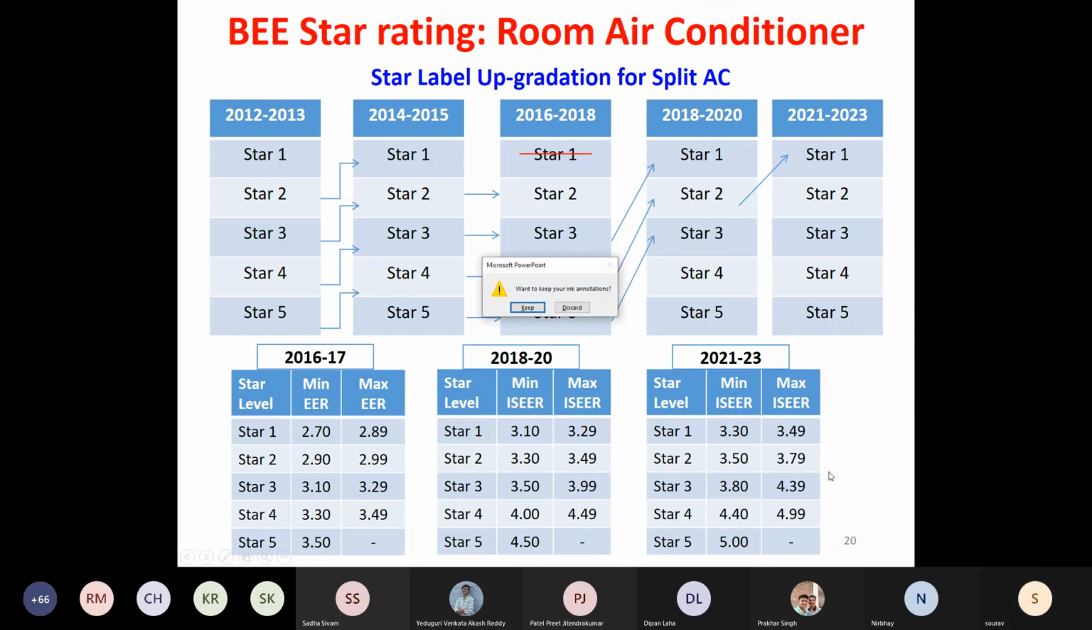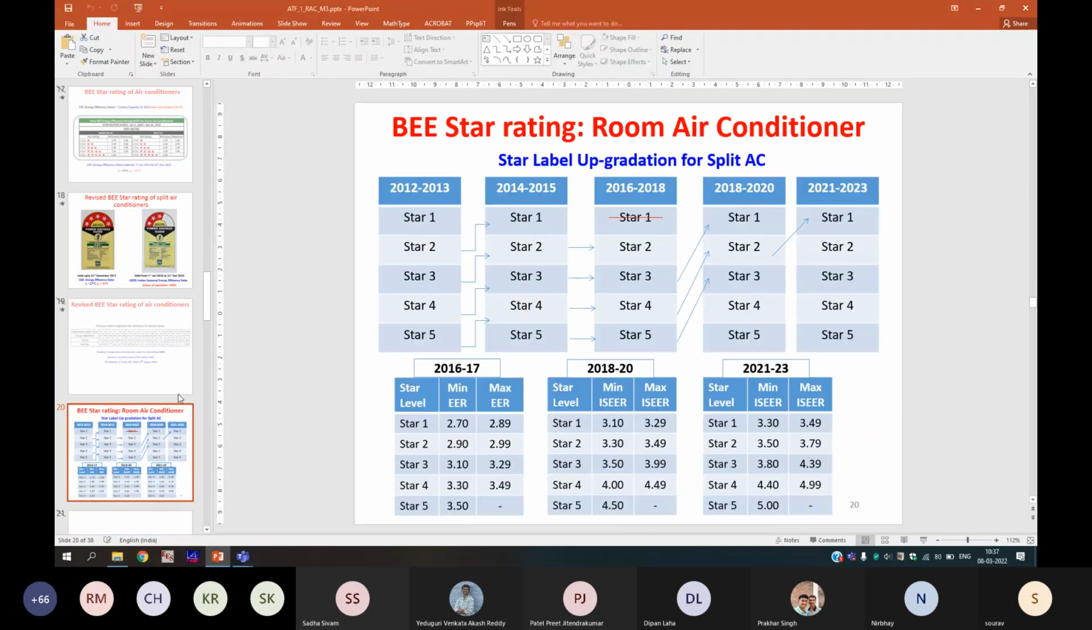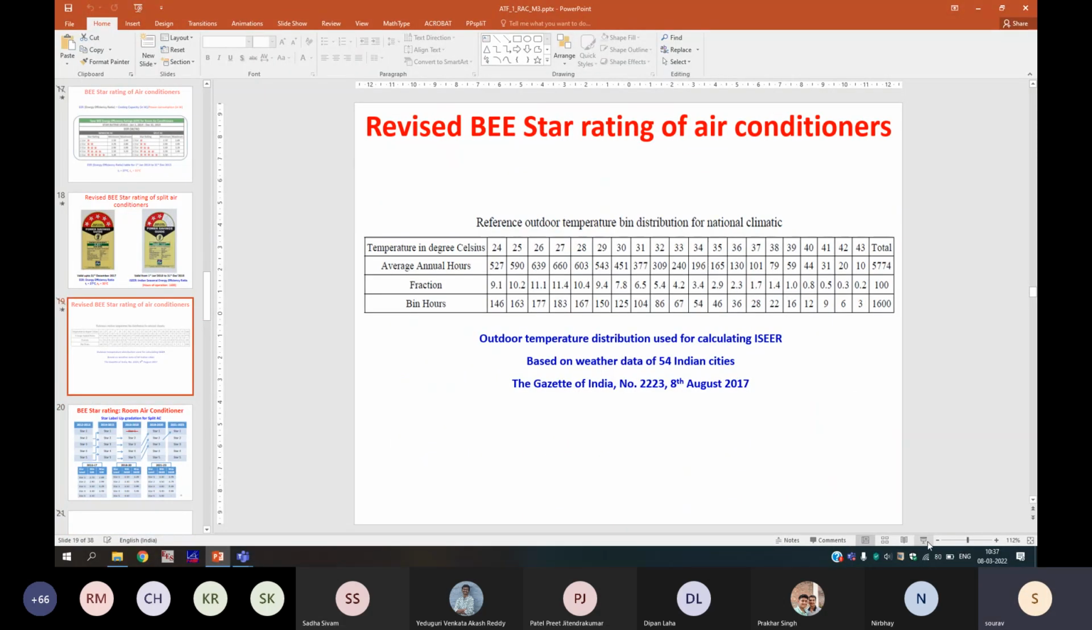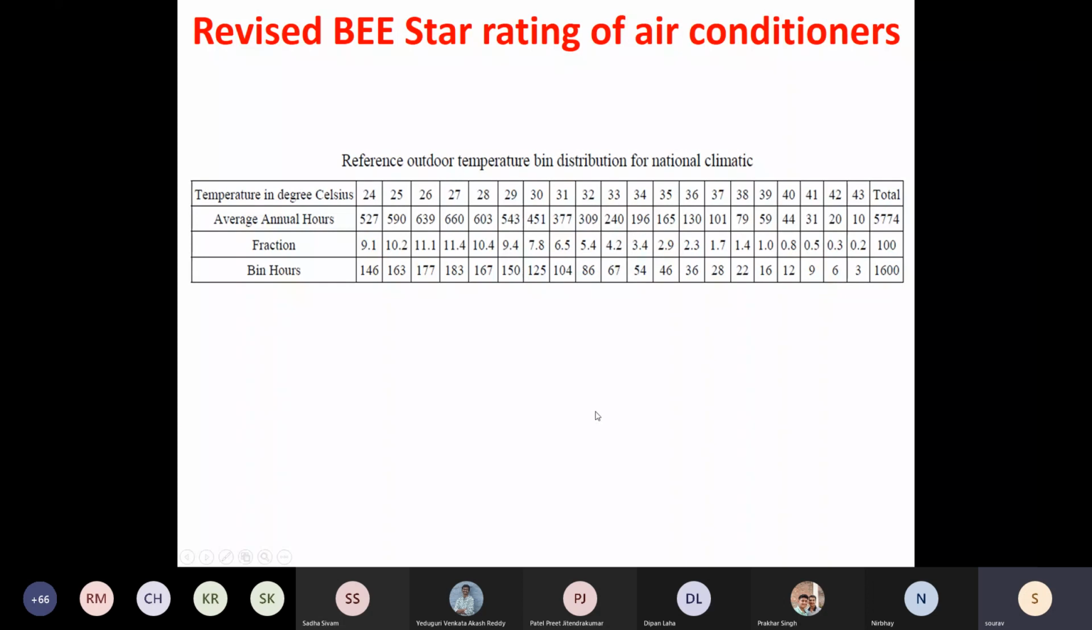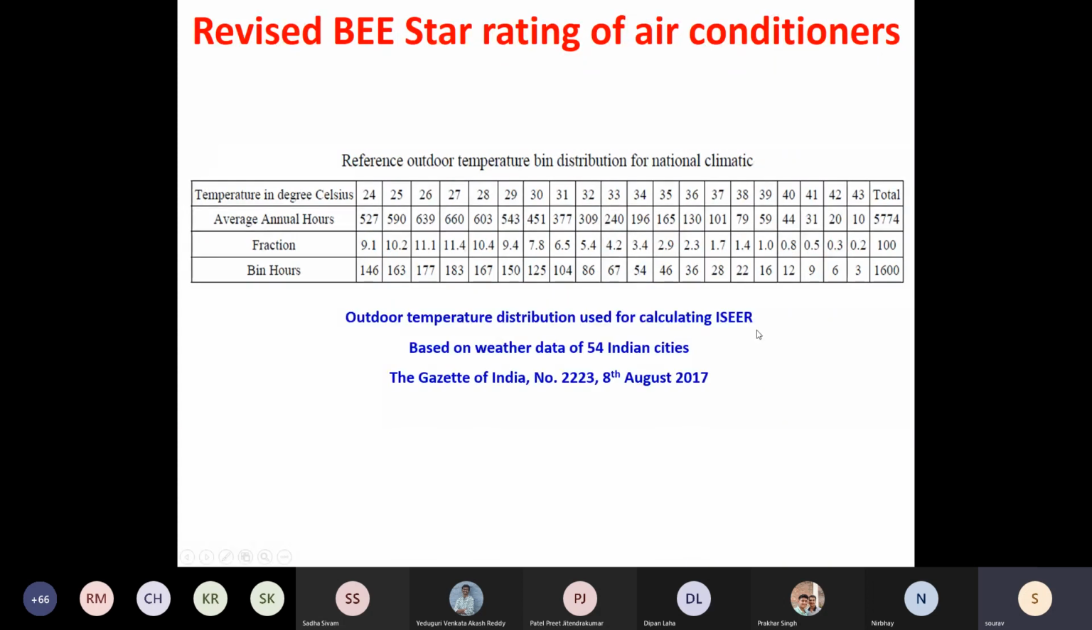Okay, so the slide is not there. Somehow it didn't turn up. So how that 1600 is divided into several hours of operation is given by this table. At 24, 25, 26, 27, like this, your AC will have to operate. And how many hours? 146 hours at this condition, 163 in this, 177 like this.